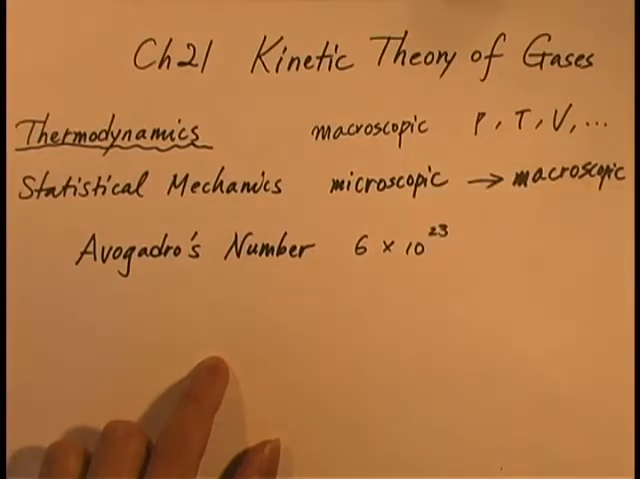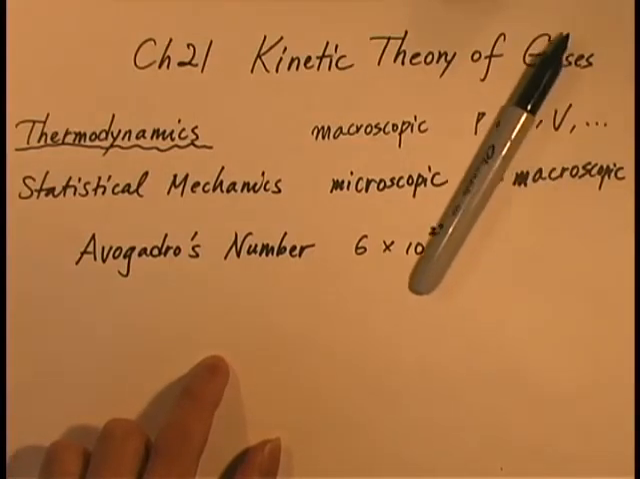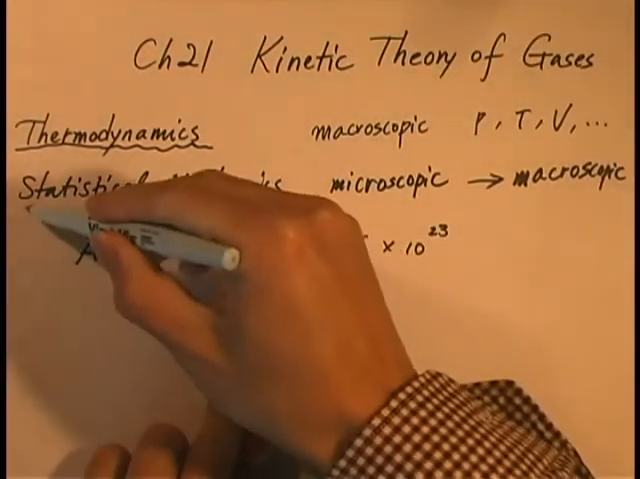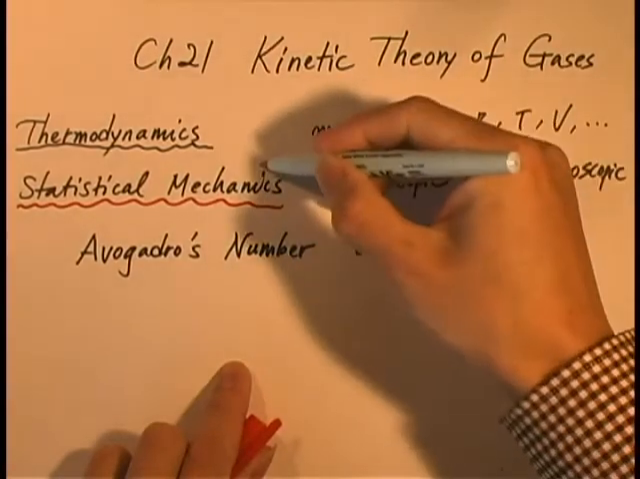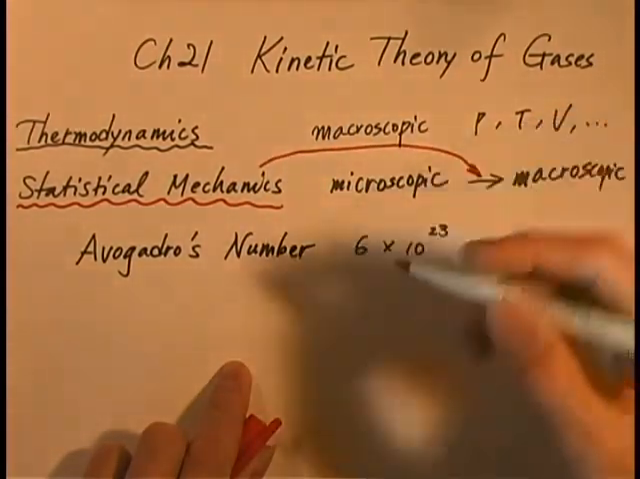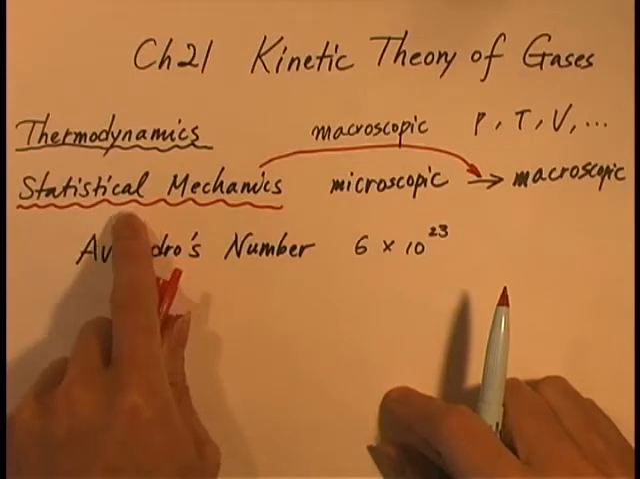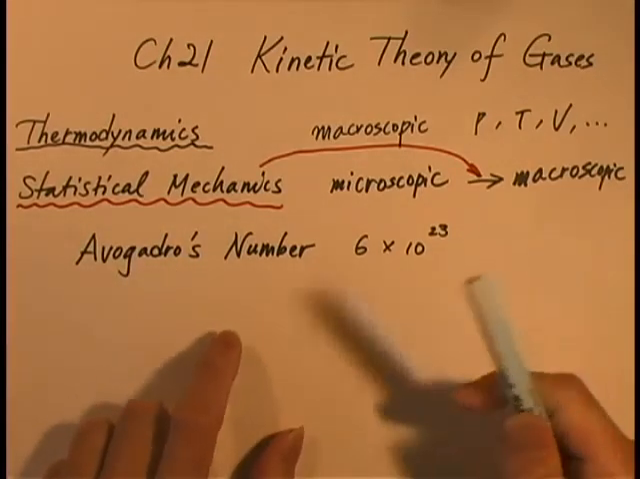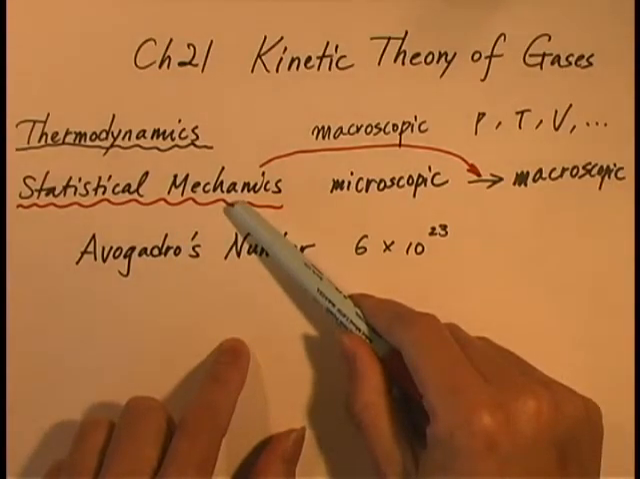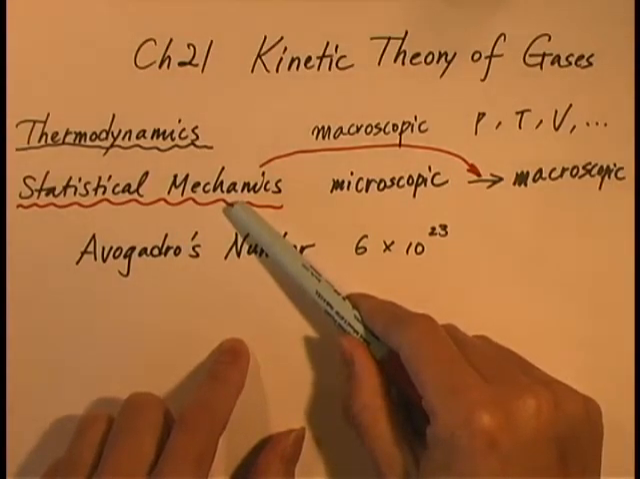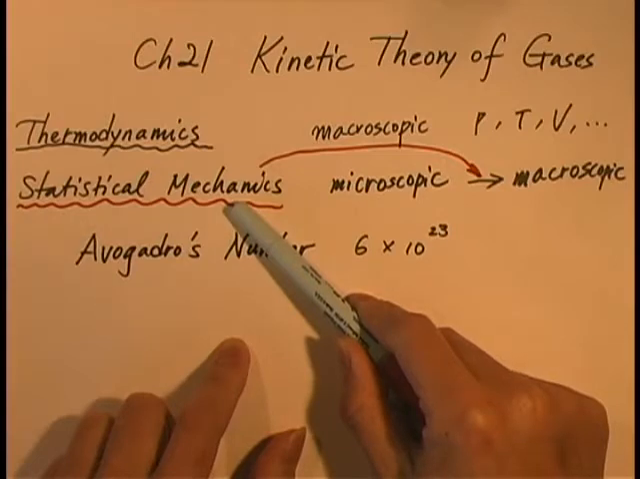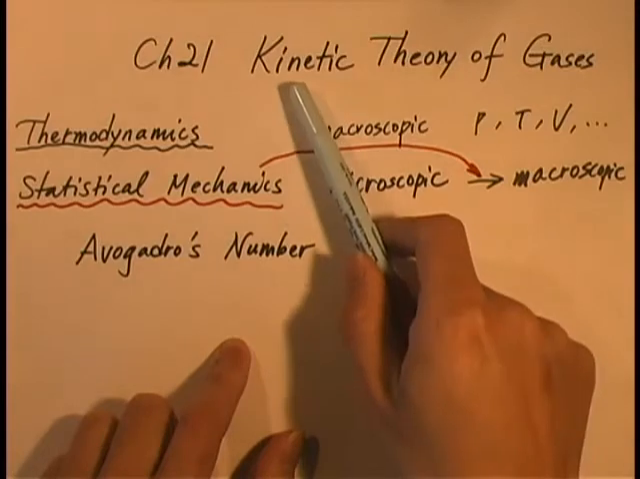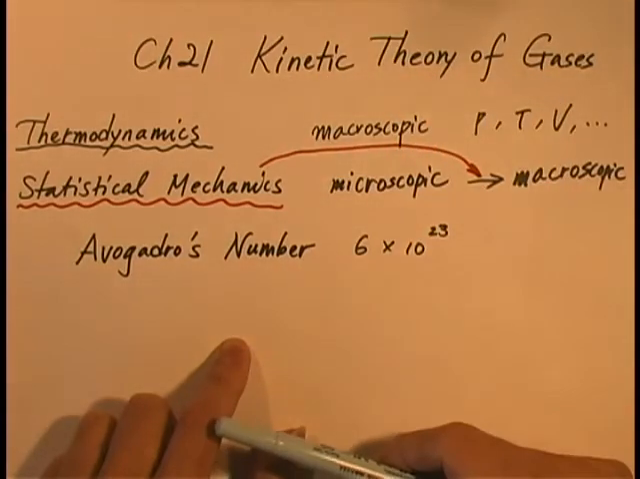And this bridge, which takes us from microscopic to macroscopic, we call statistical mechanics. The key term here is statistics. That's why we call it statistical mechanics. This chapter will give us a glimpse into the idea of statistical mechanics. We're going to focus primarily on the simplest system there is, and that is what's called the ideal gas. So that's what we study, what's called the kinetic theory of gases.